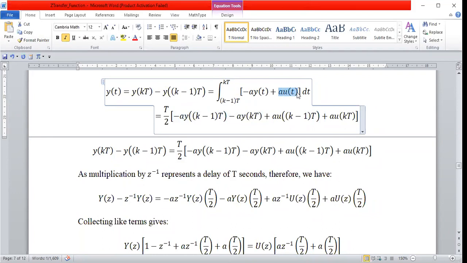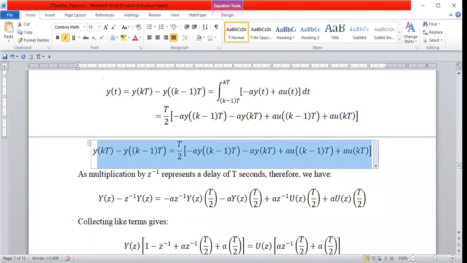Then this also is replaced with this. So you are evaluating it at the start and also at the end. Then you have to multiply everything by T/2 because you are considering the area under the curve. So that's how I got this. So this is what we got.